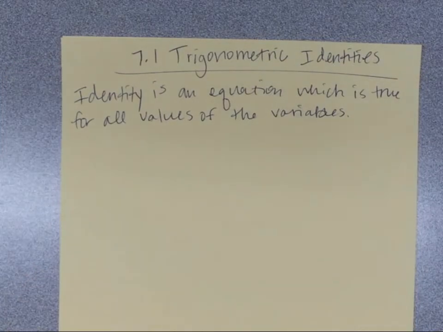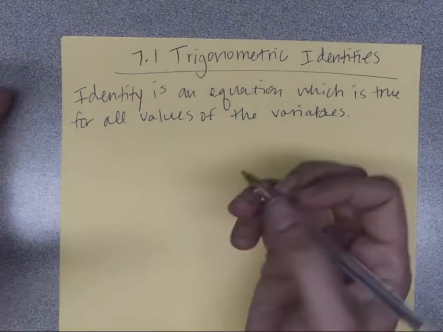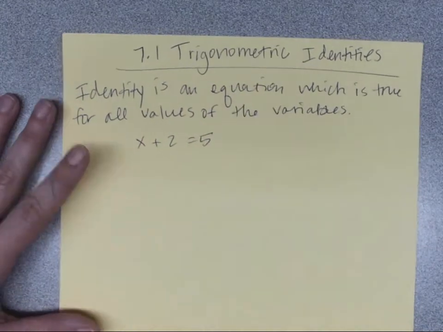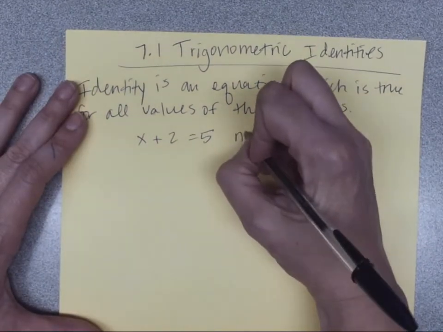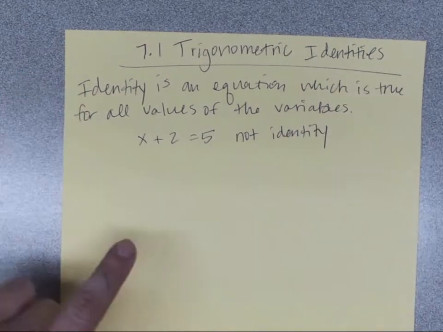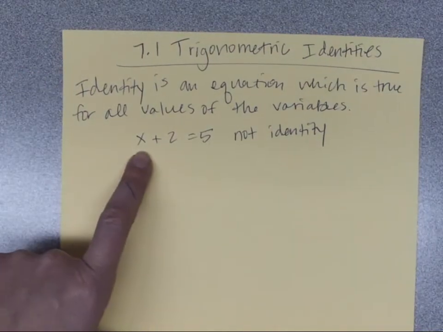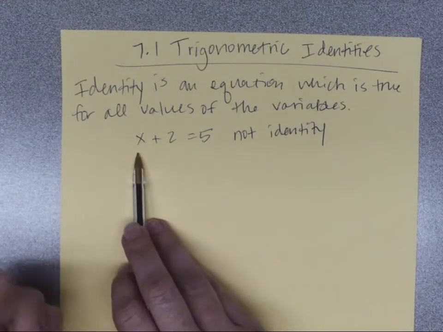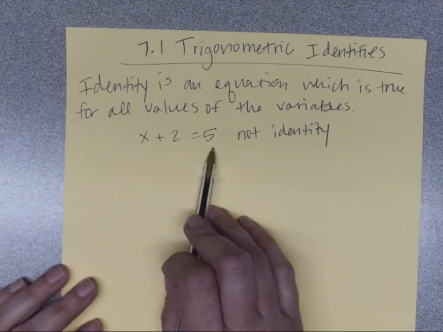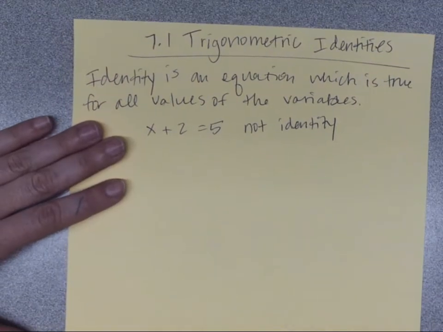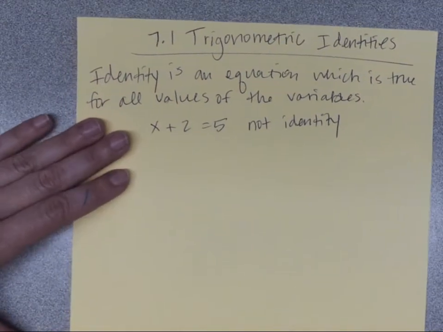Okay, so something that's not an identity would be the equation x plus 2 equals 5. The reason why this is not an identity, this is just a regular old equation, is because if I plug in 3 for x, it works. 3 plus 2 equals 5, and it's good. But another number for x will not work. Like, for example, 5. 5 plus 2 does not equal 5, so that's not an identity. So that's just a plain old equation. You can solve it. You can figure out what x is, but only one number works for x.